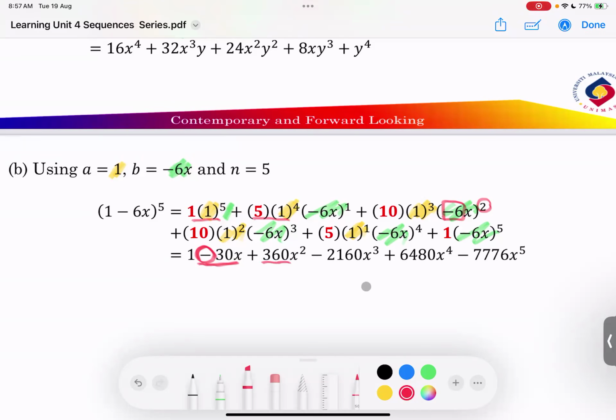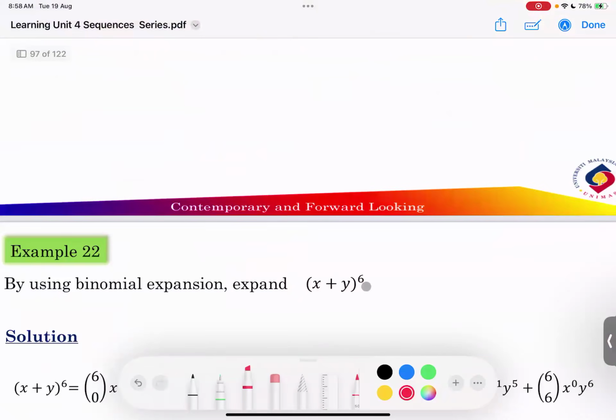Okay, so same goes to here, the power of 3, negative 6 becomes negative 216 times 10, so it's negative 2160. And then so on, negative 6 to the power of 4 becomes positive, and then it's 6480, and negative 6 to the power of 5 becomes negative 7776. Okay, so take extra precaution with the sign when you do this.